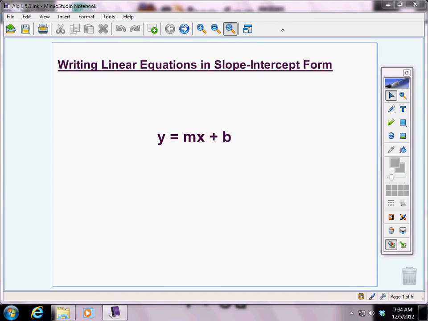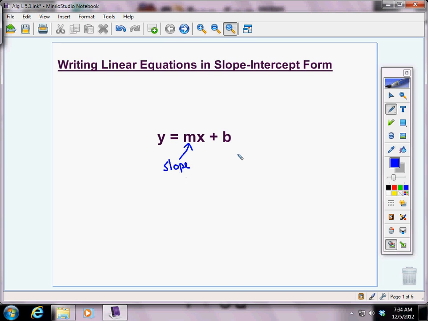In this lesson, we're going to focus on writing equations. Now, one of the forms we have for an equation is slope-intercept form, y equals mx plus b. Now remember, when we talk about y equals mx plus b, the m here stands for the slope, the b stands for the y-intercept.